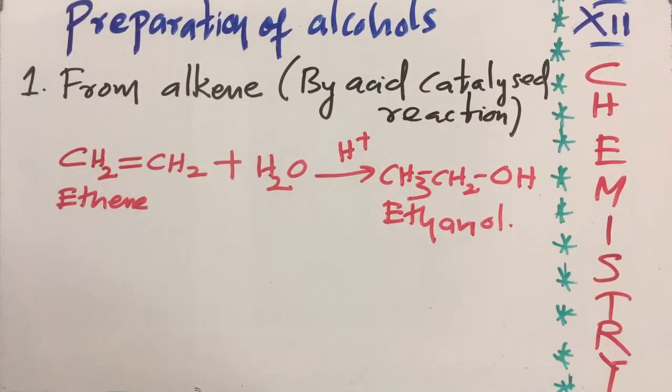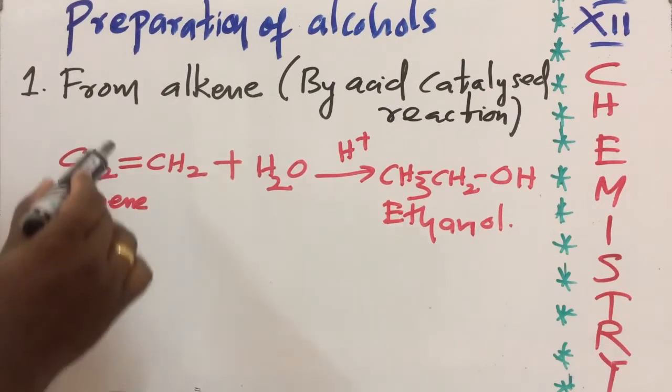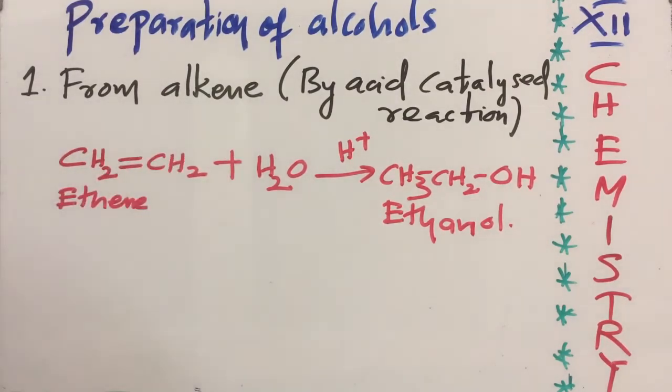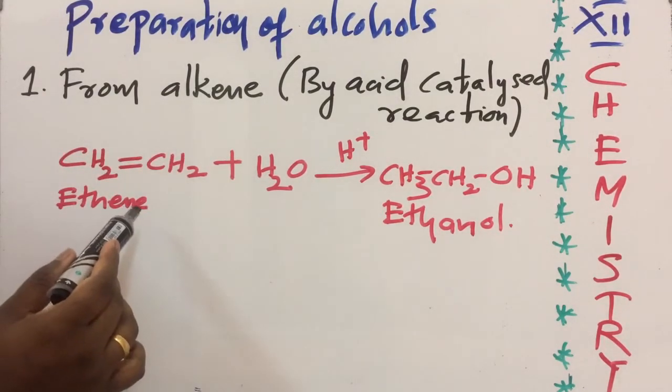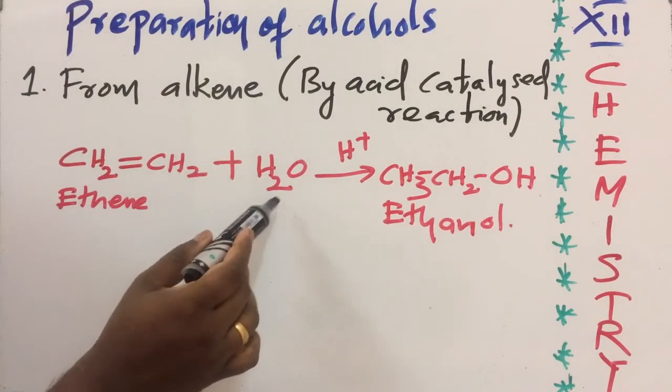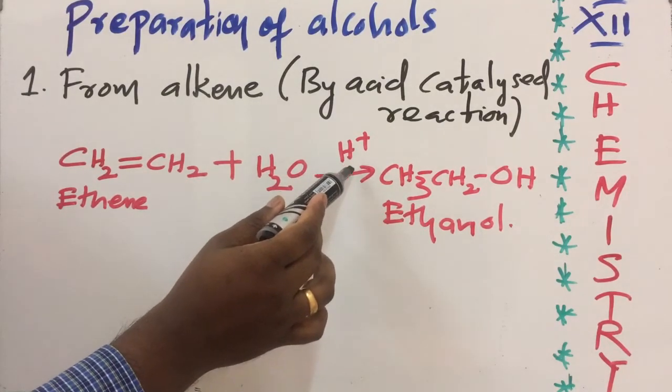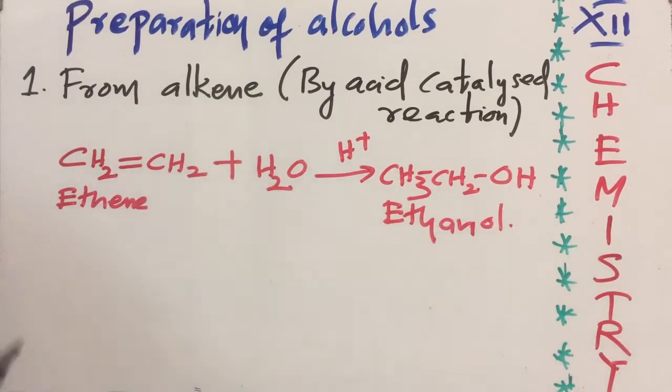Preparation of alcohols. Alcohols can be prepared from different organic compounds. The first method is from alkene. Alkene reacts with water in the presence of an acid catalyst to form alcohol.